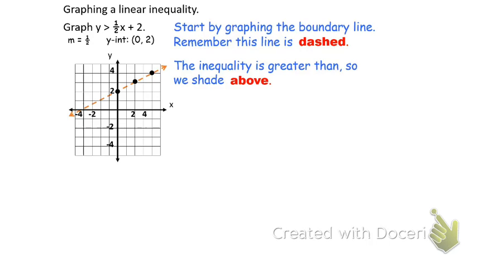Now the symbol for shading is going to be greater. This means we're going to go and shade above. So if we shade above the boundary line, then I'm going to test a point. Now notice this time 0, 0 is not in my shaded solution. Now I can still test that point, or I can pick any other point in the shaded region and test that one.